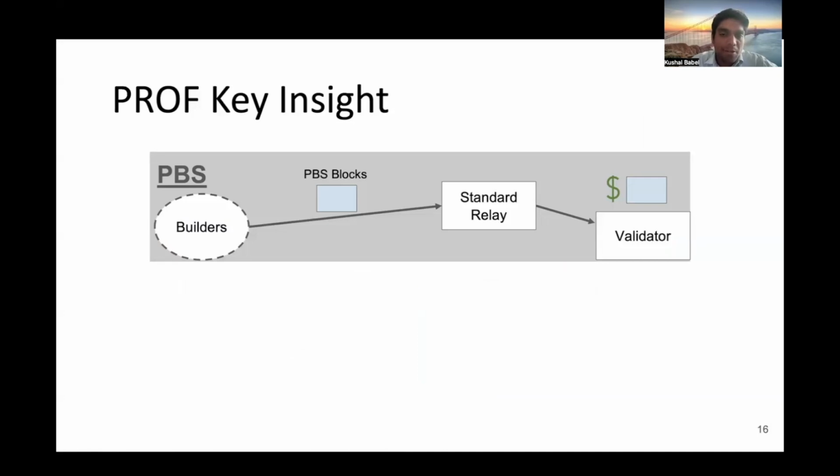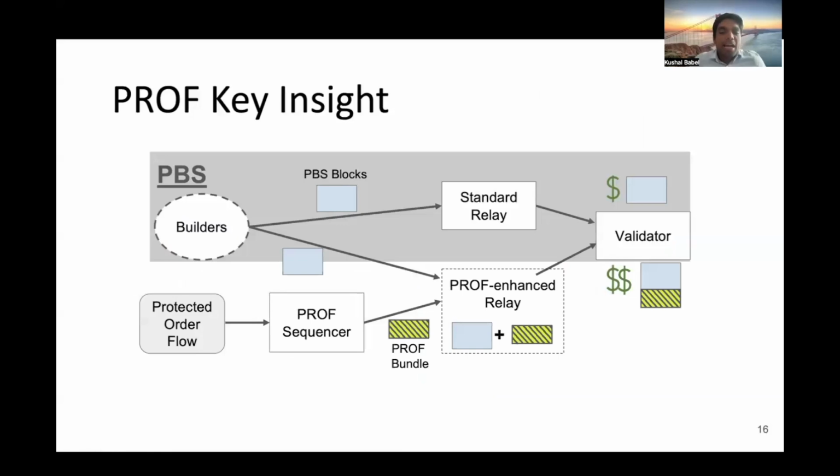Okay, so the key insight in PROF is we have the relay, which is getting all the PBS blocks and supplying the validator with the most profitable block, the single $ shown here. In PROF, what happens is the relay can be enhanced by just taking the most profitable block from the auction and appending the PROF bundle to it, and then supplying a more enriched or a more lucrative PROF enriched block to the validator. The PROF bundle is basically assembled by this new entity called PROF sequencer. I'll talk about PROF sequencer in a bit, but the idea is PROF sequencer is ingesting the protected order flow, giving the PROF bundle to the relay, and the relay is conducting the auction for PBS. Once it does the auction, gets the most profitable block from the auction, it simply appends the PROF bundle to the most profitable block, and the validator now has a choice.